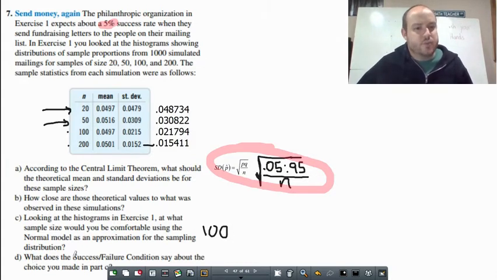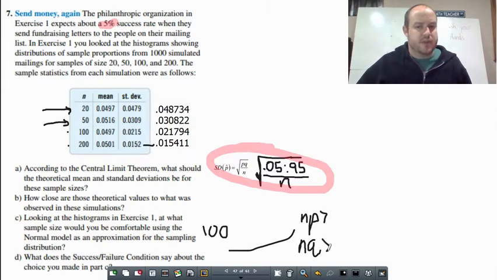Now it says in D, what does the success failure condition say about the choice you made in part C? If you remember, what is the success fail condition? Success fail condition is that n times p and n times q must both be bigger than or equal to 10. All right. That is the success fail condition. So if I look at what we just chose, I said the 100 seemed like the reasonable sample size to use.